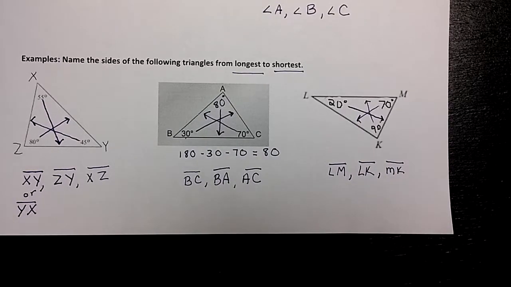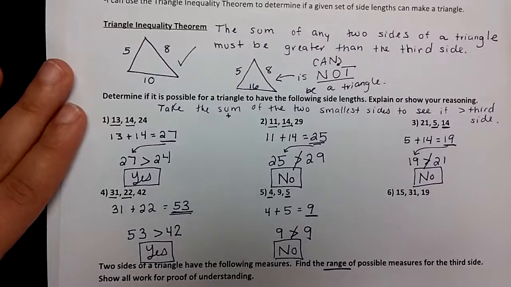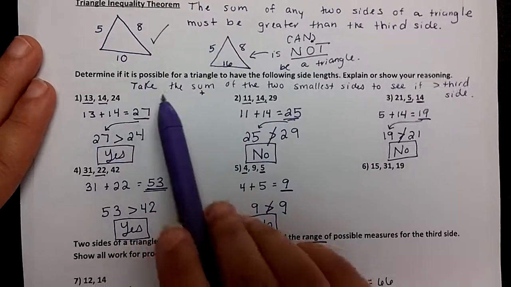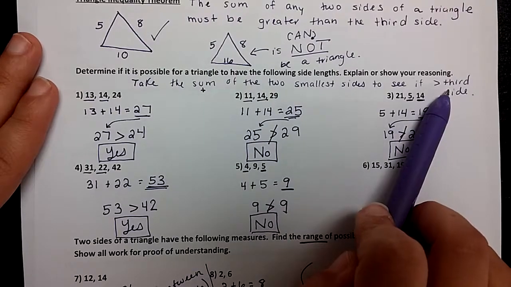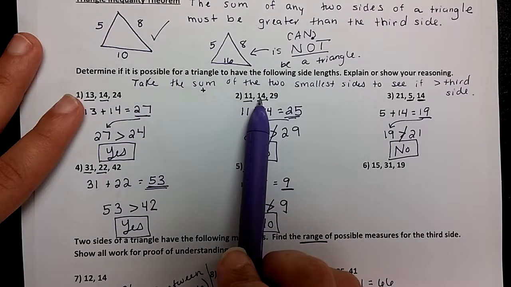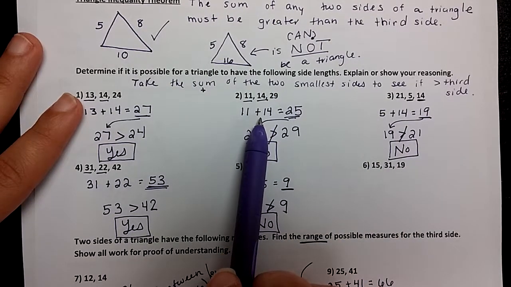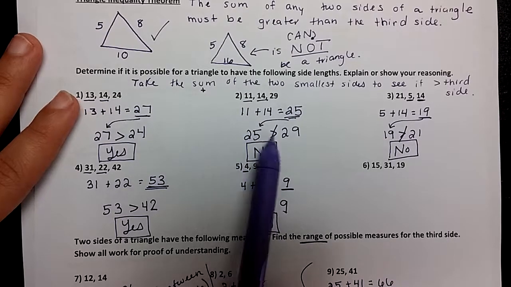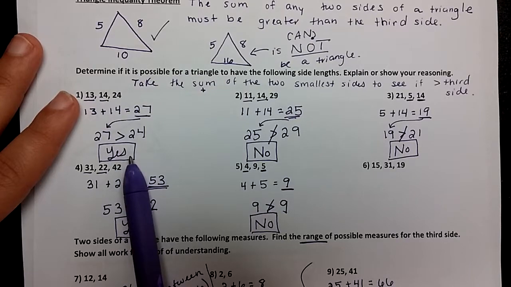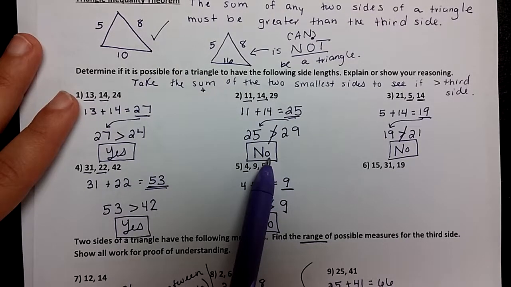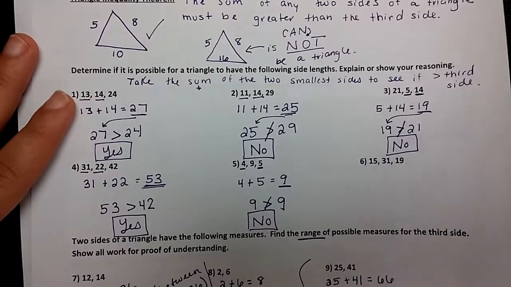So in these notes, and you should now be able to do your practice, we talked about the triangle inequality theorem, which states the sum of the two smallest sides has to be greater than the third side. So we found the two smallest sides, we added them, to see if that sum was greater than the third side. If it was, yes, it's possible that they were a triangle. If it was not, then no, it is not possible that those are side lengths of a triangle.